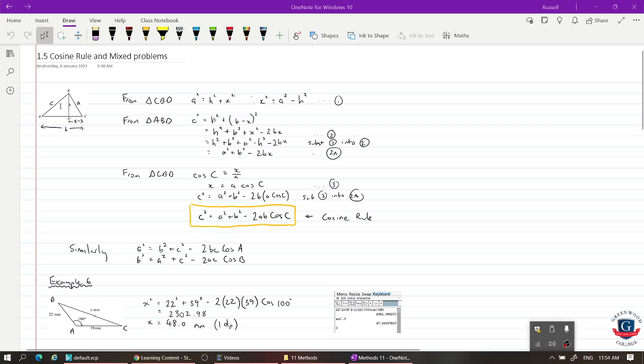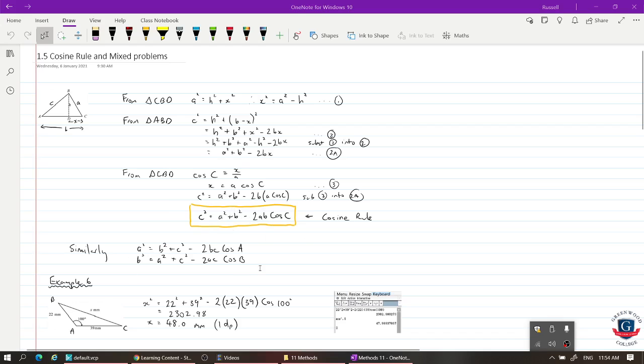Now looking at triangle CBD, we find that cos c is equal to x divided by a. If we rearrange that for x, we find that x is equal to a cos c. Substitute a cos c into this expression here, and we'll end up with c squared equals a squared plus b squared take 2ab cos c. Now this is the cosine rule.